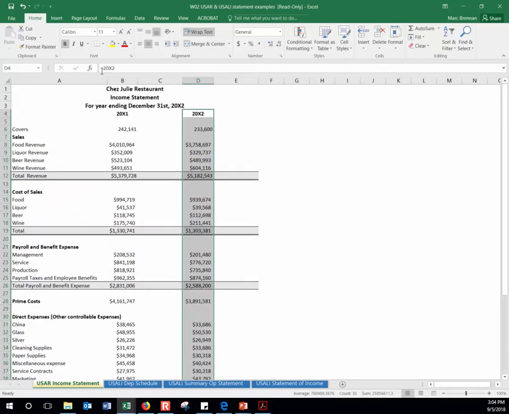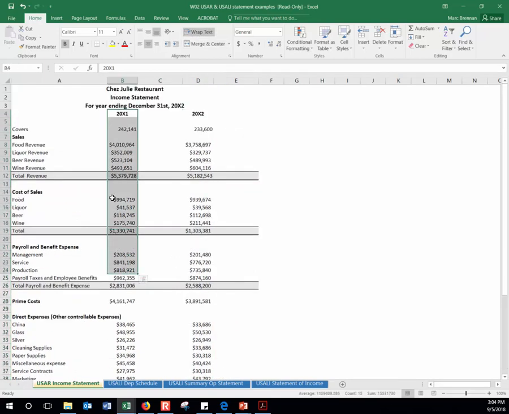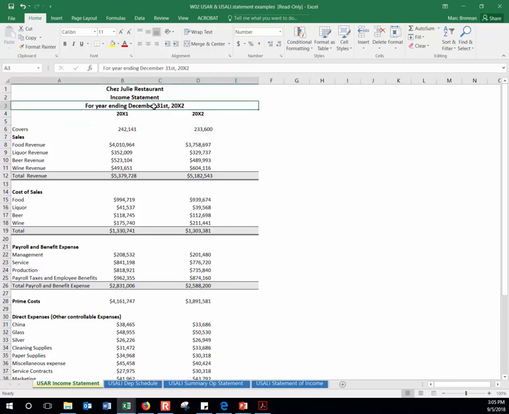Now, notice that it's right next to 20x1. That would be the previous year. So we would be comparing this year to that year. So first you would see covers. So how many people were served for the entire year? Okay, so that would be 233,600. So you would see that at the top using USAR.